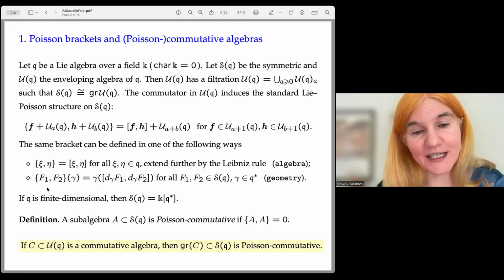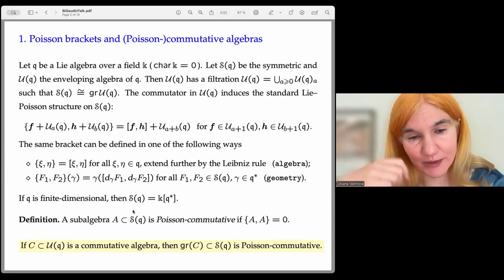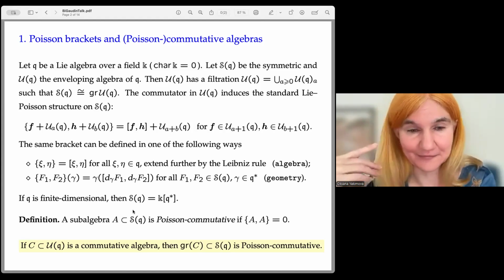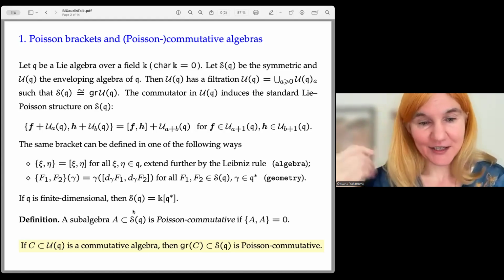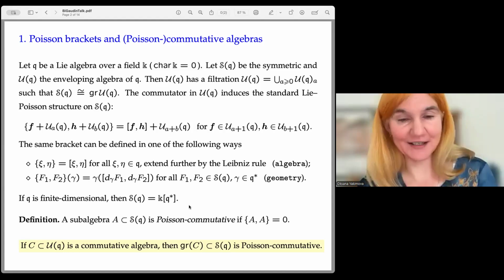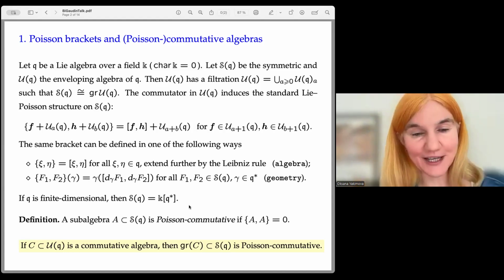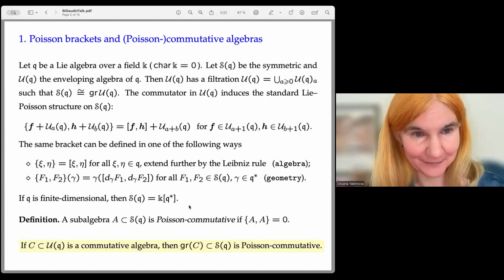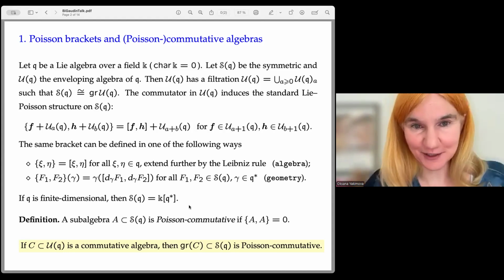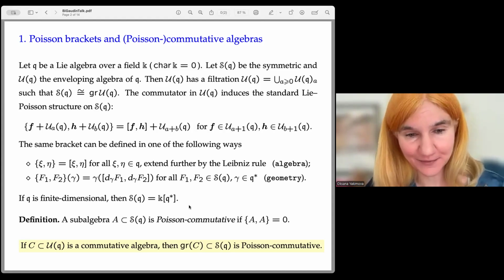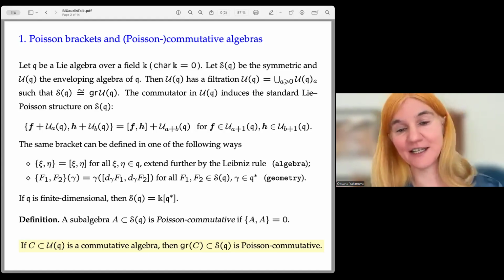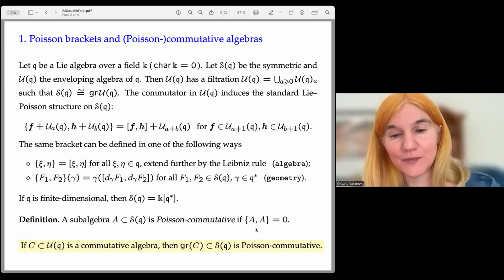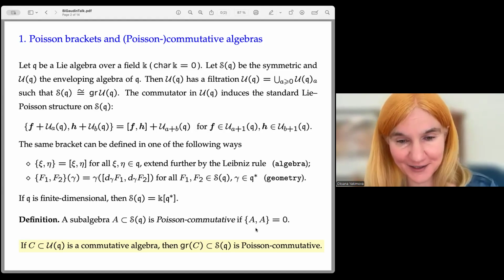And if Q is finite dimensional, then the symmetric algebra is just the algebra of polynomial functions on the dual space. So in that case, we will have geometry, a finite dimensional Poisson variety. It's a very well-studied object. Now, what does it mean to be commutative? You all know. Poisson commutative means that the Poisson bracket vanishes on some subalgebra. Or we say two elements Poisson commute if the bracket between them is 0.